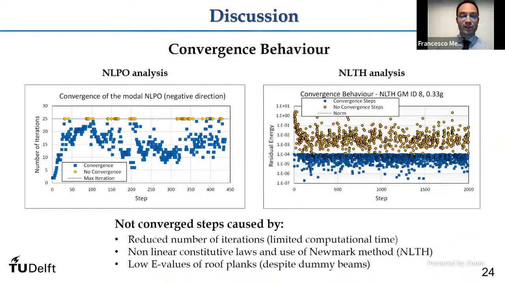And of course, this is influenced by the choices we made before, especially for the nonlinear time-history analysis. This may be affected by the use of the Newmark method, but also the very low values of the roof planks led to a very high instability of the analysis. Despite the fact that we used dummy beams around the margins of the roof planks to try to make it more stable without changing the out-of-plane behavior of the roof structure.